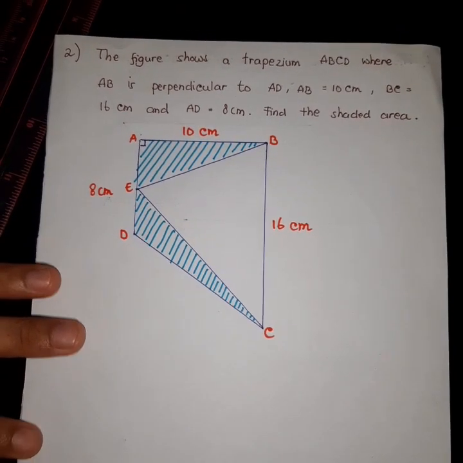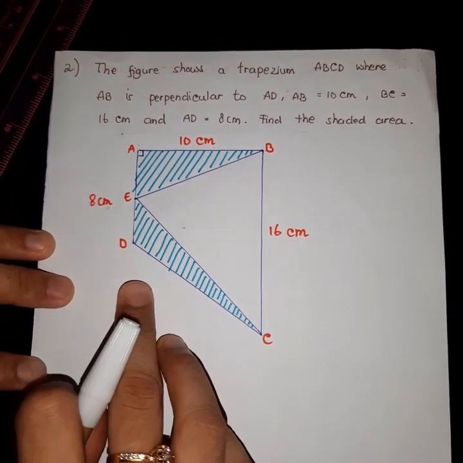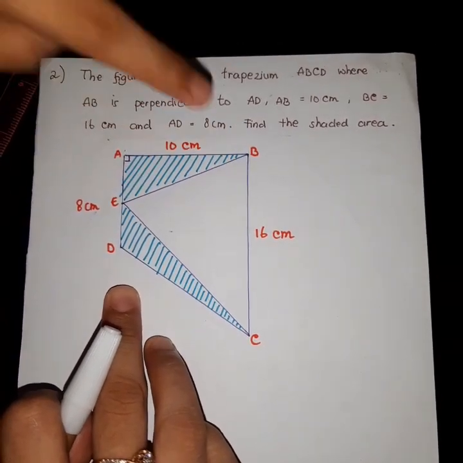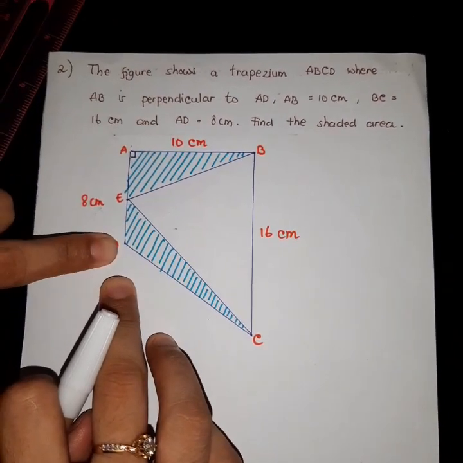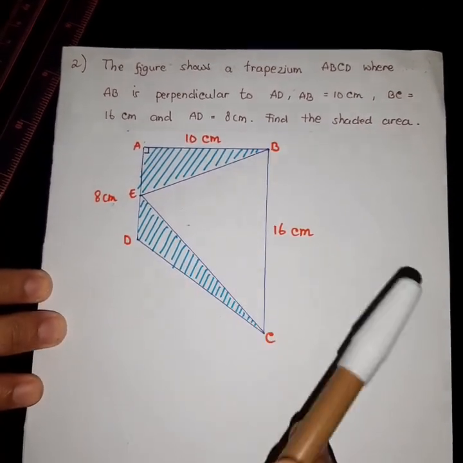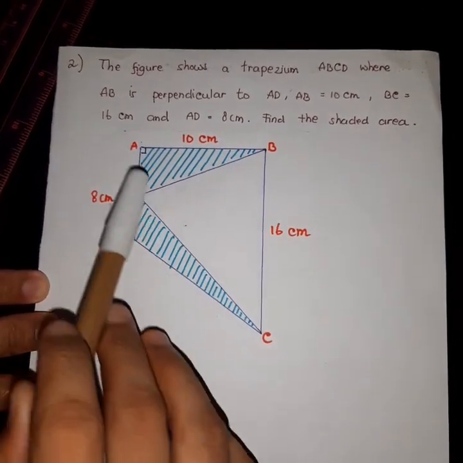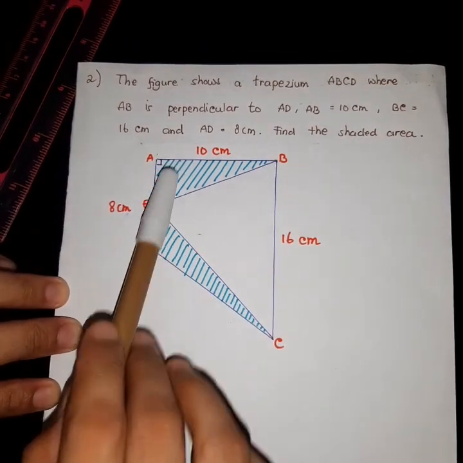The figure shows a trapezium ABCD, where AB is perpendicular to AD. So this one is perpendicular to AD, and the measure of AB is 10 centimeters, BC is 16 centimeters, and AD is 8 centimeters. Now, how can we find the shaded area?